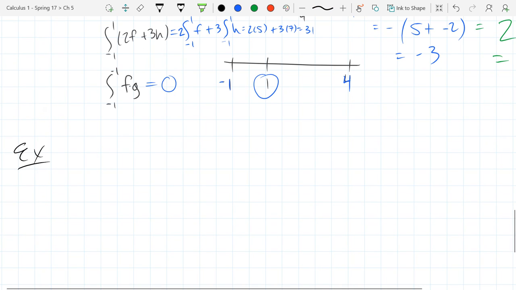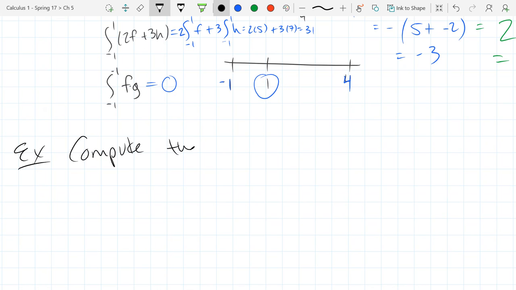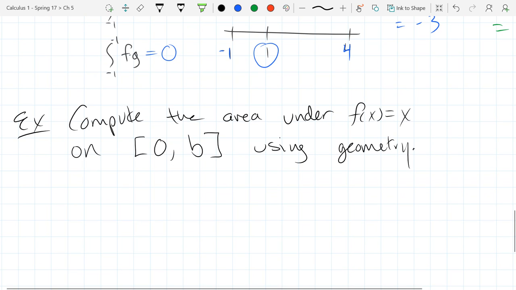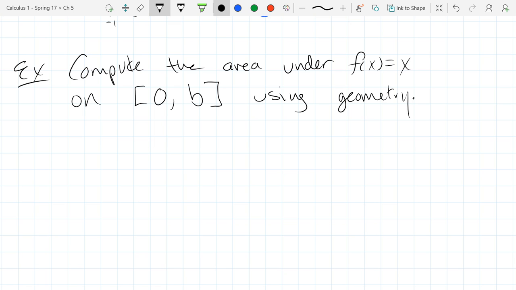Our next example. Take a super easy function, f of x equals x, on the interval, let's do 0 to b. And first, I want you to compute this area using geometry. So I want you to graph it out and use geometry to figure out how much area is under that curve. I picked the super easy function, slope 1, y-intercept 0. So you can sketch it in 2 seconds, and then tell me how much area there is between 0 and b. You can assume b is greater than 0.